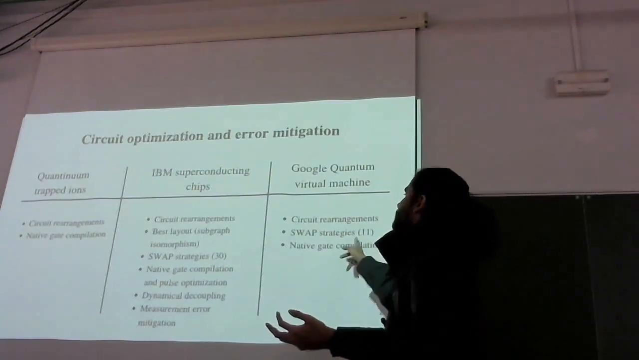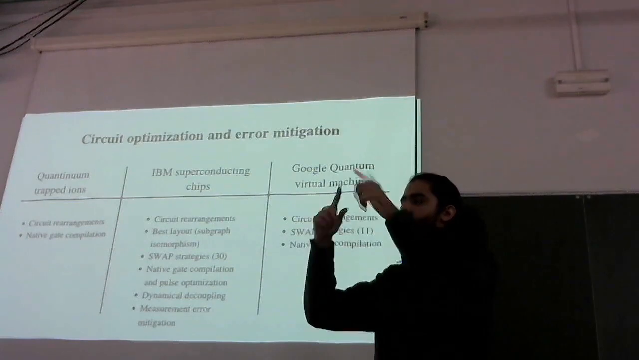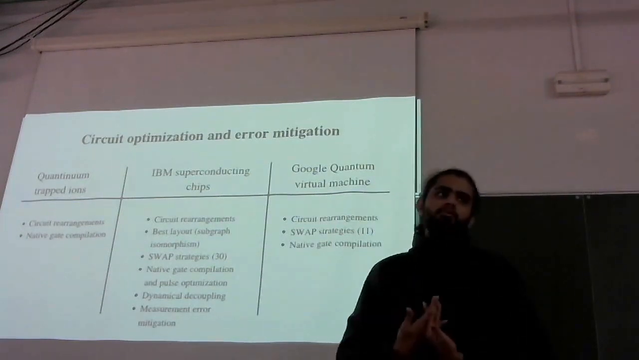And yeah, same thing with this. But here, as we have a 2D grid, you need a lower number of swap gates. So you can do it in 11.